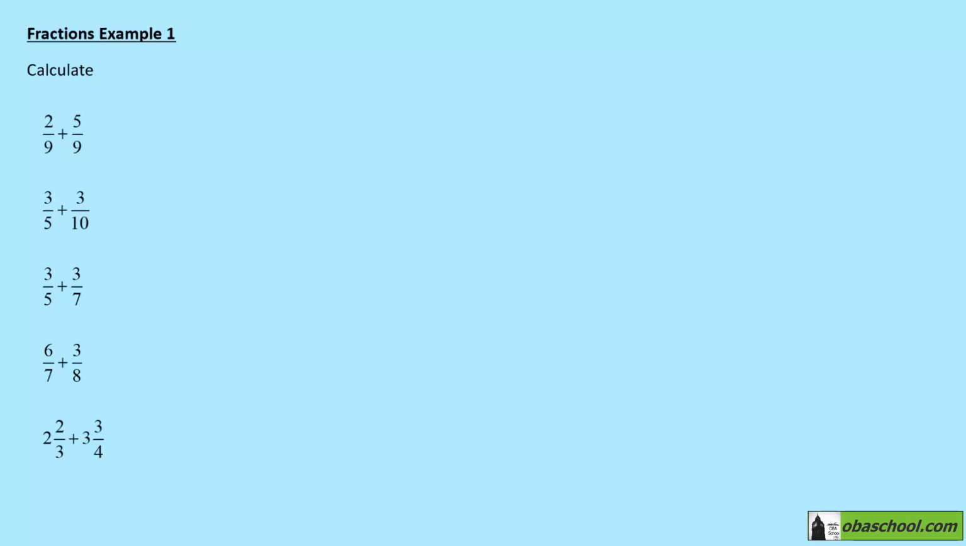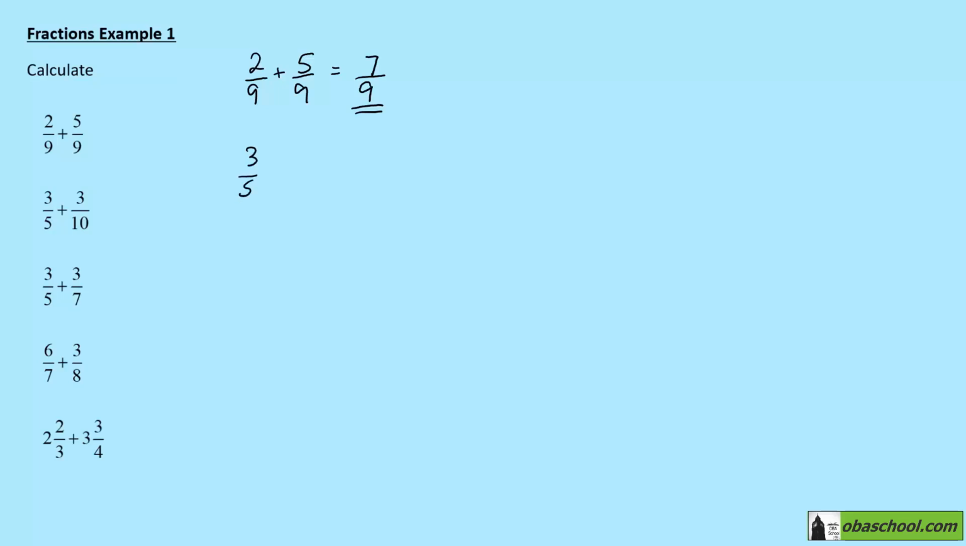So we want to calculate the following, and the first one is 2/9 plus 5/9. Now this one is particularly straightforward because we have the same denominator. When we have the same denominator, all we need to do is add the numerators. So 2 plus 5 is 7, so it's 7/9. So if you've got 2/9 and you've got 5/9, you've got 7/9. Just like if you've got two Smarties and you've got 5 Smarties, put them together, you've got 7 Smarties.